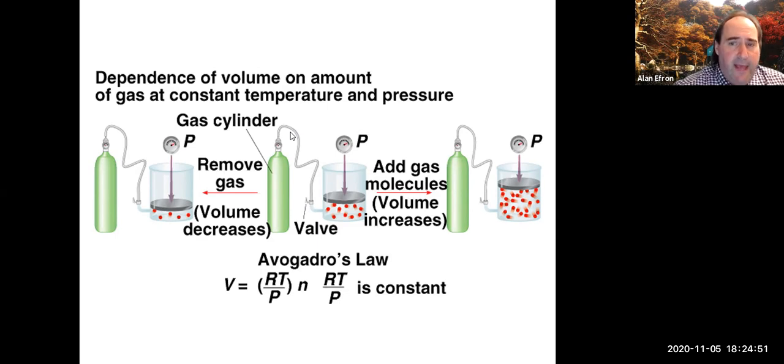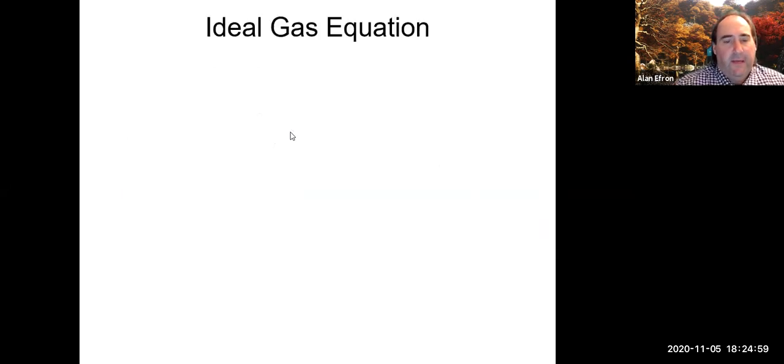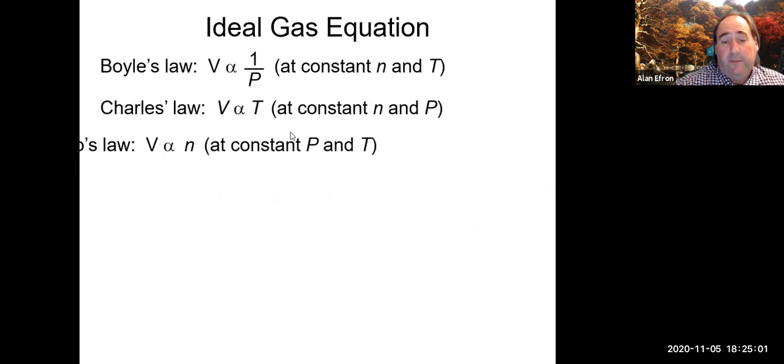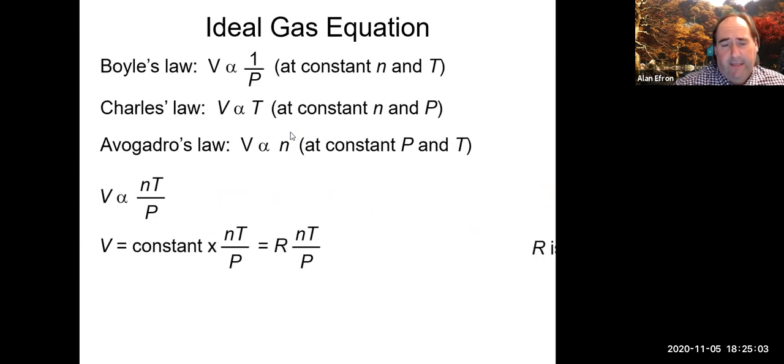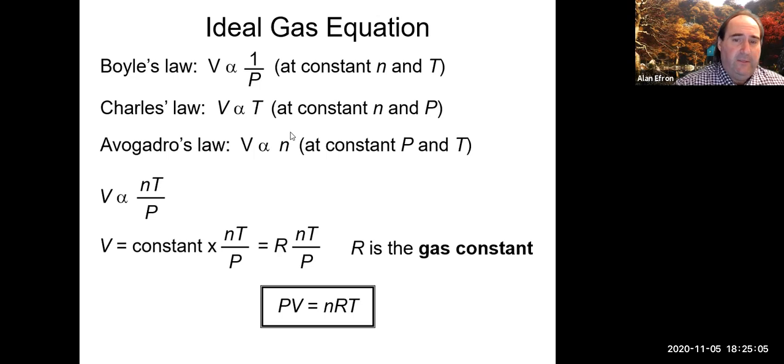And if we put all these gas laws together, if we combine Boyle's, Charles', and Avogadro's laws, we get the granddaddy of them all, which is the ideal gas law, and that is PV equals nRT.